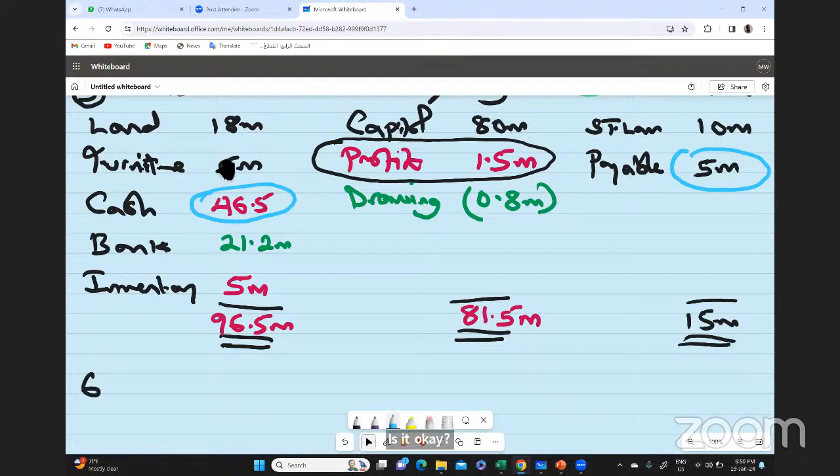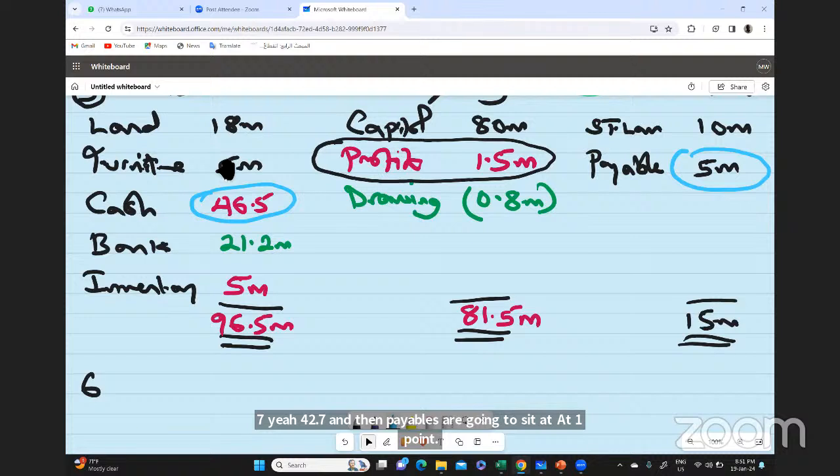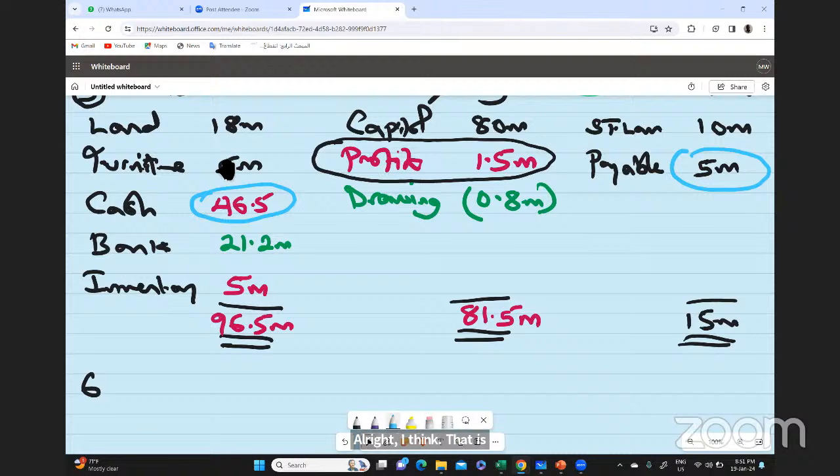So, when you redraw your accounting equation, cash will reduce by 3.8 and payables will also reduce by 3.8. So meaning cash will settle at 42.7, yeah? And then payables are going to sit at 1.2, yeah? All right, I think that is it.